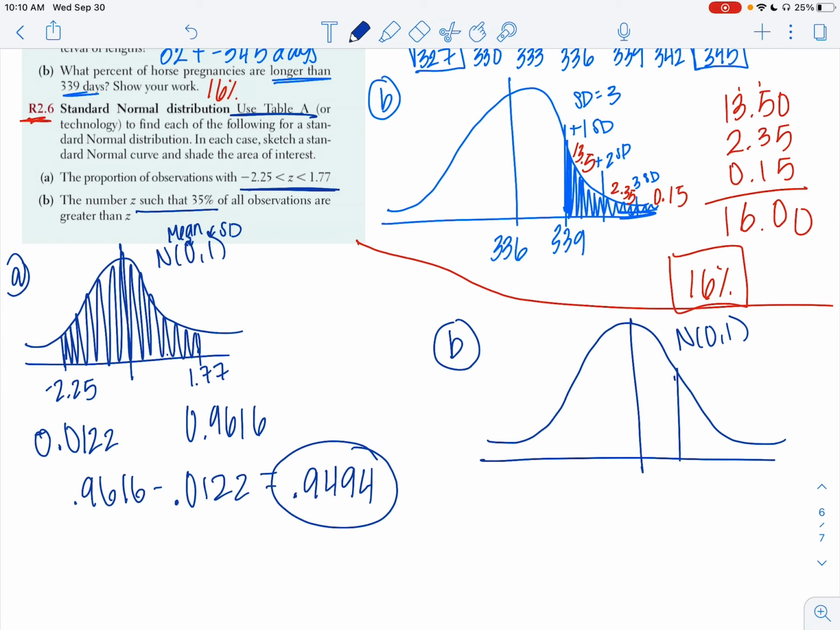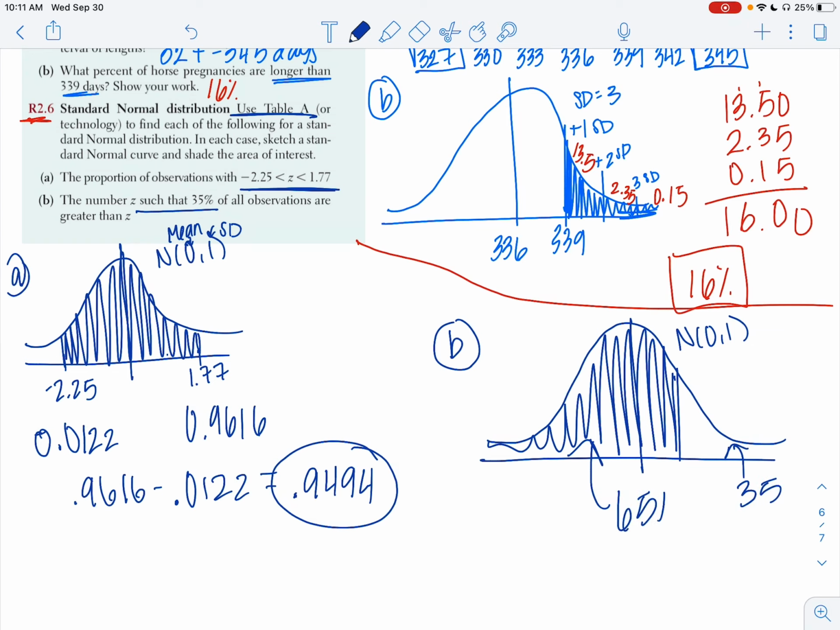So we can shade in the curve to the left. If 35% are greater, then this is going to be 65% because the area under a curve adds up to 100%. So we want to go in our Z table and find the value closest to 65. When we do that, a Z score of 0.39 is going to give us the closest to that.